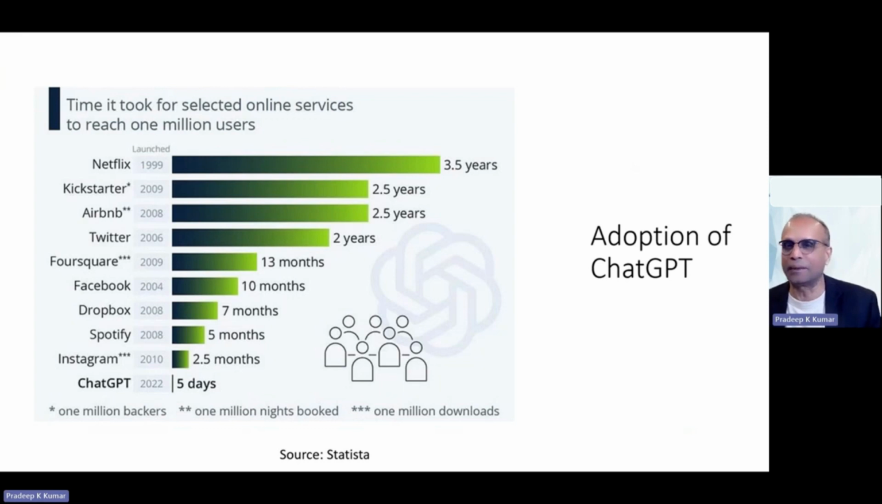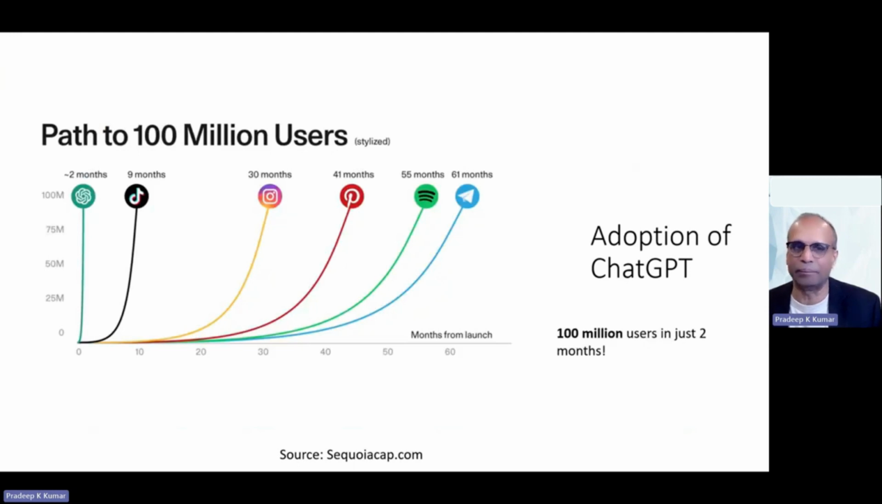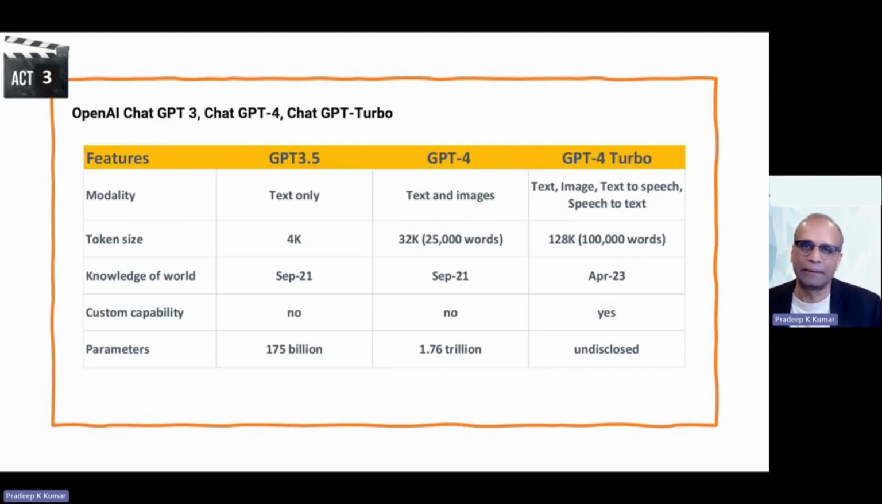And the fascinating thing about the adoption of ChatGPT is that it took only 5 days to get 1 million people and less than 2 months to get to 100 million people. And just when we are getting used to ChatGPT 4, 2 weeks ago they released a new version called ChatGPT 4 Turbo. So let's examine what the differences are between the three of them.